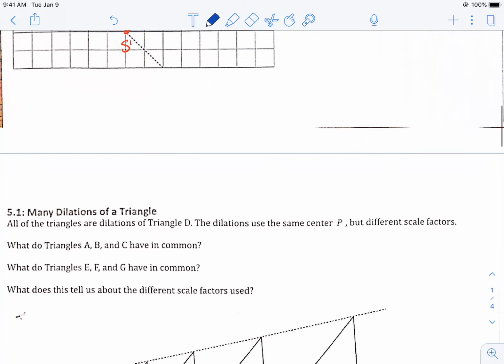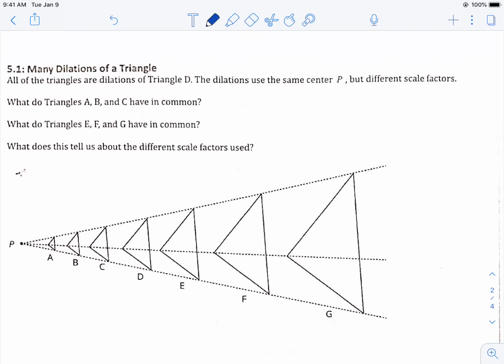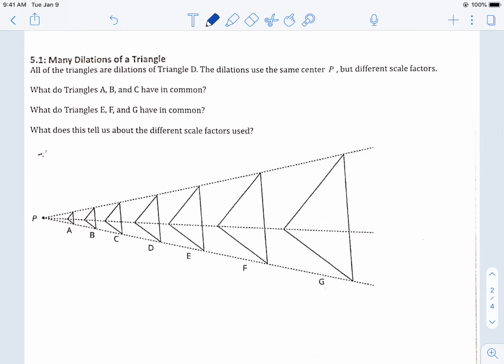All right, let's look at this really cool triangle drawing. So all these triangles are dilations of triangle D. So let's look at triangle D. We're going to highlight it so we know which one we're talking about. So all of these triangles have been dilated from D, but different scale factors were used. So to get C from D was a different scale factor. To get G from D was a different scale factor. So what do triangles A, B, and C have in common?